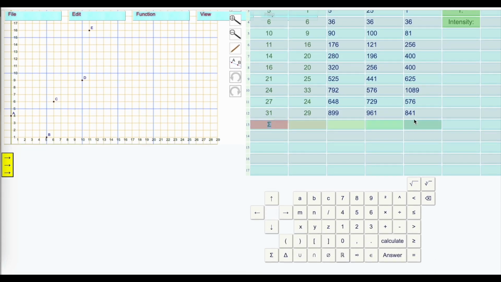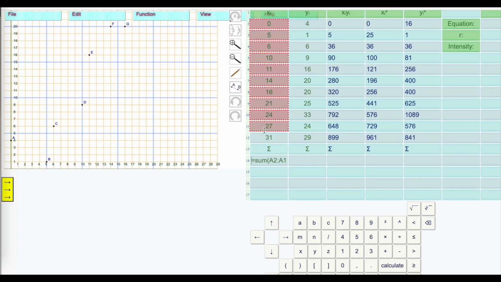I'm just labeling this to separate my sums from my last value, because it's easy to confuse your last value with the sum of all of these values. The sum is equal to the sum from here down to here, which is 165. Fill that across, then we have all of those. I need to figure out the n, the number of values. That is 11.